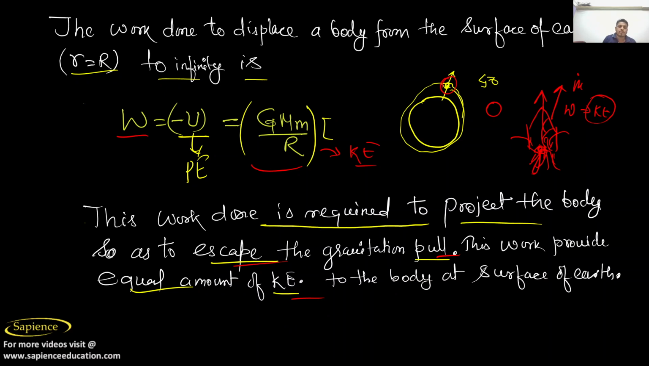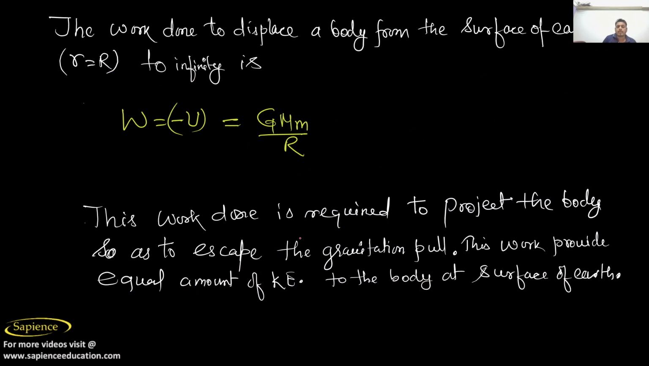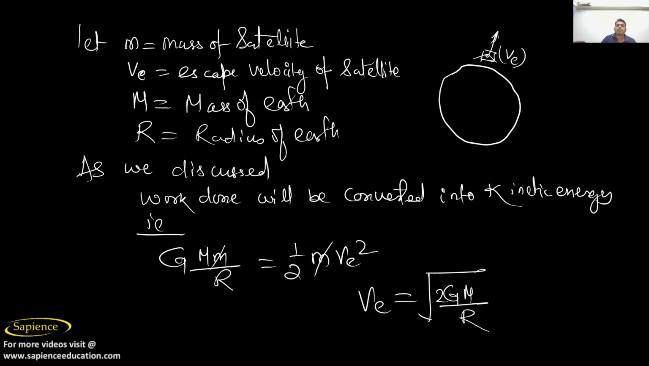Okay, I hope you have understood now. Let us see, let the mass of the satellite be m, and the escape velocity of the satellite be v, that is the minimum velocity required to escape. Capital M is the mass of the earth and R is the radius of the earth.